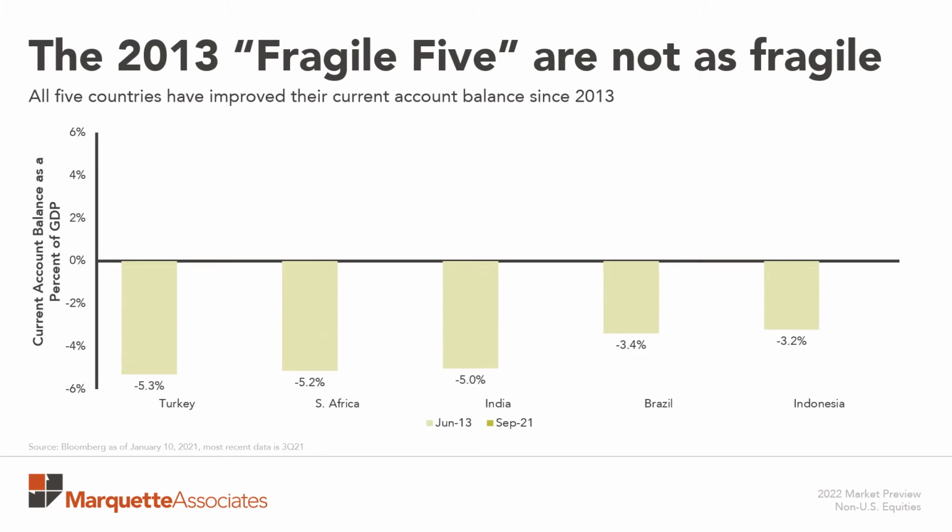There was a clever analyst at Morgan Stanley that created the term the Fragile Five. And this was a group of 5 emerging countries that were especially prone to currency and interest rate movements due to a negative current account balance. Well, 8 years later, through September 2021, which is the most recent data that we have available, we see that those Fragile Five are not quite as fragile. All of them have improved their fiscal positions.